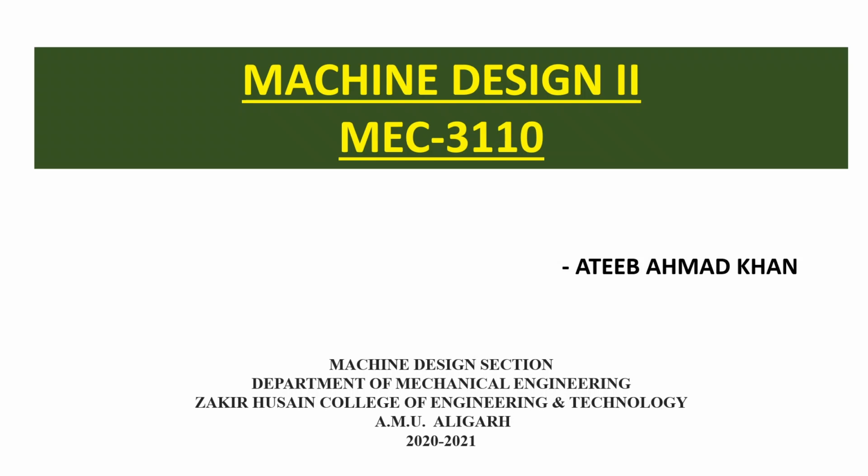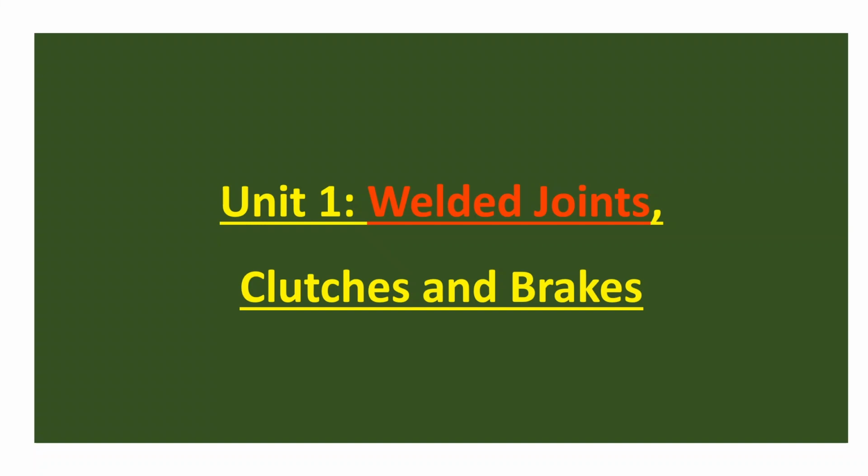Now, coming back to the course, in the previous lecture, I gave you the syllabus overview and explained all the course objectives and the respective course outcomes for all the units. I would like to remind you once again that I will be taking the first unit and the last unit, and the rest of the 2 units will be taken by Professor Naushad Alam. In this lecture, I will start with the first unit of this course, which is welded joints, clutches and brakes. I will be explaining different types of joints in this lecture and different types of welded connections and their applications.